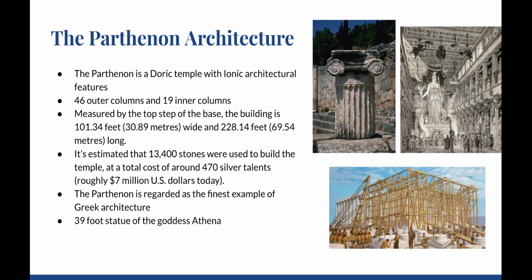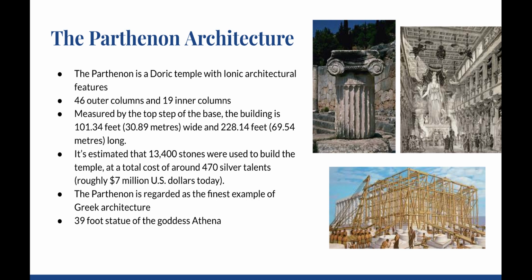As stated before, the three types of styles used in Greek architecture were Doric, Ionic, and Corinthian. The Parthenon is a Doric temple with Ionic architectural features. According to Britannica.com, the Parthenon, measured by the top step of the base, is 101.34 feet wide by 228.14 feet long. Low steps surrounded each side of the building, and a portico of Doric columns standing on a platform create a border around it. There are 46 outer columns and 19 inner columns.